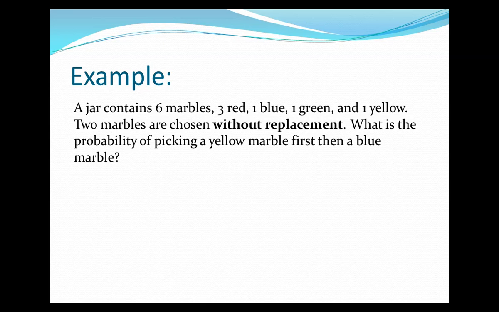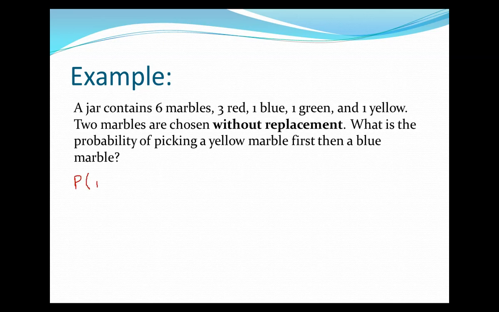So in this question, we have a jar that contains only 6 marbles. There's 3 red, 1 blue, 1 green, and 1 yellow. So we're choosing 2 marbles. We're choosing them without replacement. So we choose the first, and then we choose the second. Let's find the probability of picking a yellow marble first, and then a blue marble. So we would write it this way.